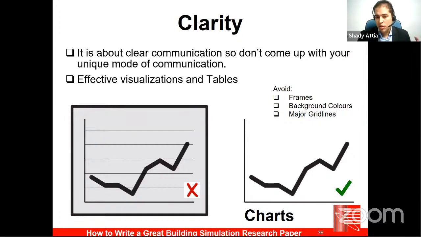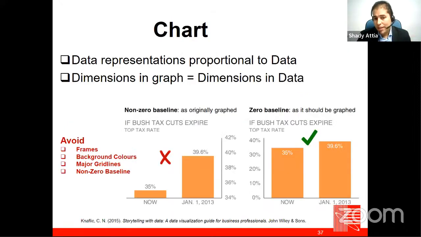Use effective visualization. As you can see, a graph should have no frames. You need to have a very clear white background. Avoid major grid lines. Make the graph self-speaking and very neat, clean, and simple. You can see also that data representation is sometimes an issue. The proportionality of data is important. Look at the graph on the left side, for example.